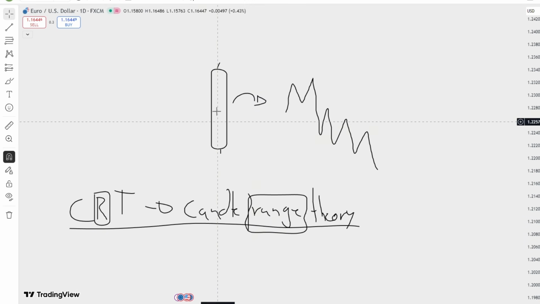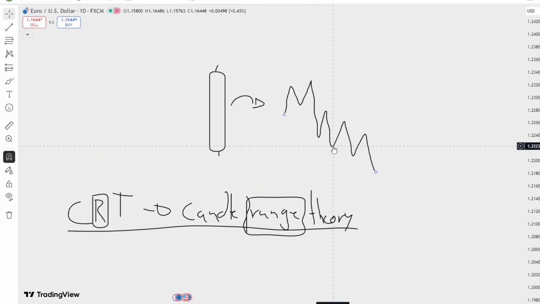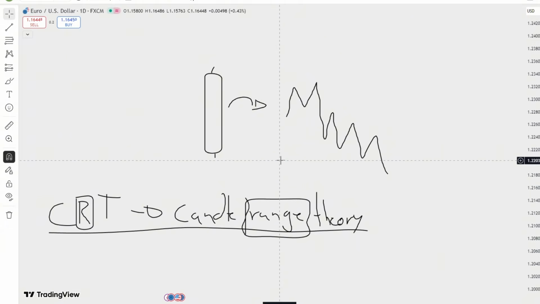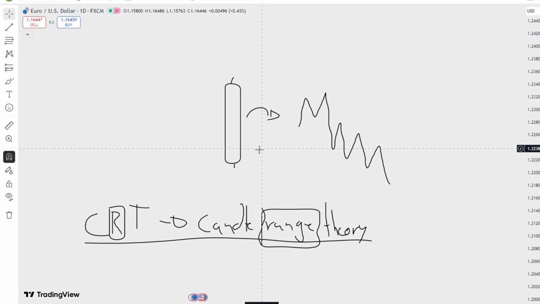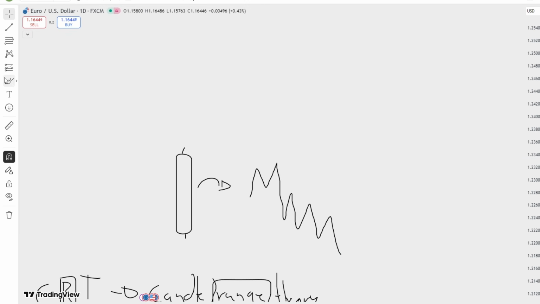The candle is another way to see a range. It can be a time range or it can be a price range. We'll talk about this later. But the main fact here is you need to focus on the range. This is the most important part of CRT. You're going to see ranges inside of candles. This is pretty basic.